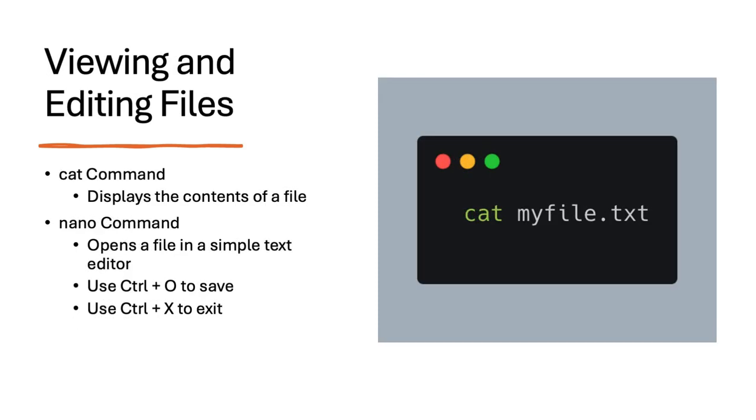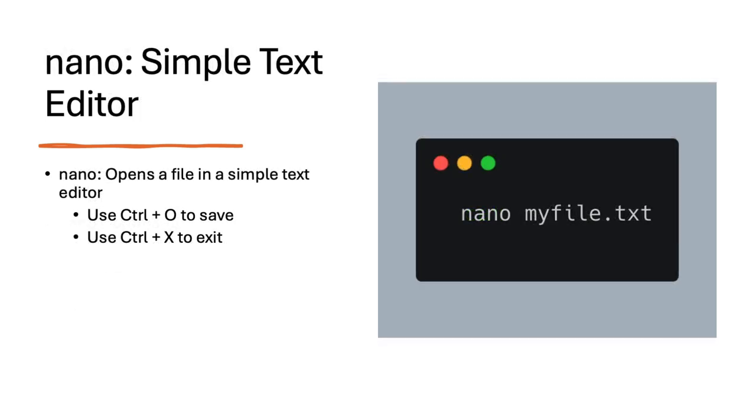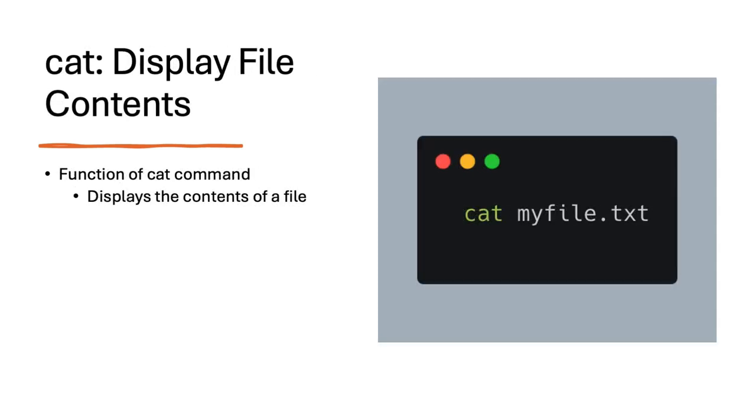To view and edit files, use the cat command to display file contents. For editing, nano opens a simple text editor where you can save with Ctrl-O and exit with Ctrl-X. The nano editor allows you to open files easily. Use Ctrl-O again to save your work, and Ctrl-X will exit the editor. The cat command is used to display the contents of a file in the command line.